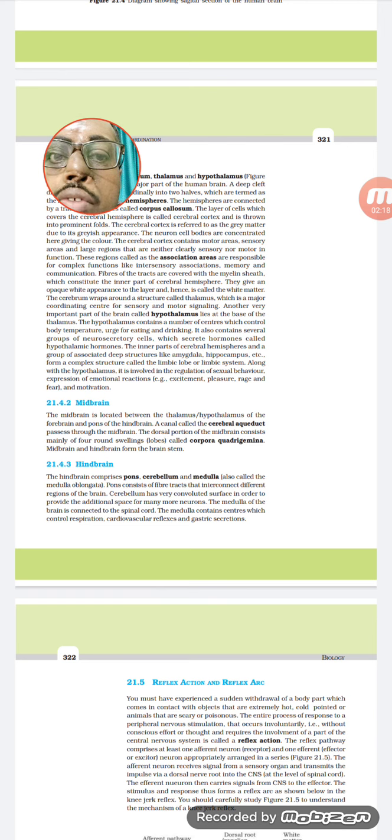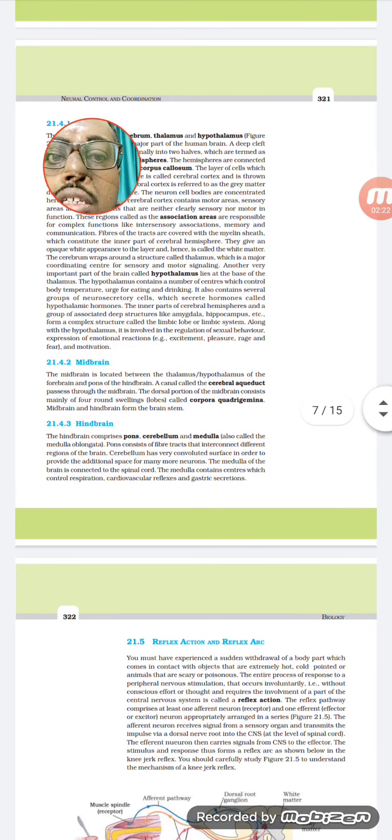Next we have the hypothalamus. The hypothalamus controls body temperature and the urge for drinking and eating, and it consists of neurosecretory cells that secrete hypothalamic hormones. That means they control the master gland, the pituitary gland. All the nerve cells end there.